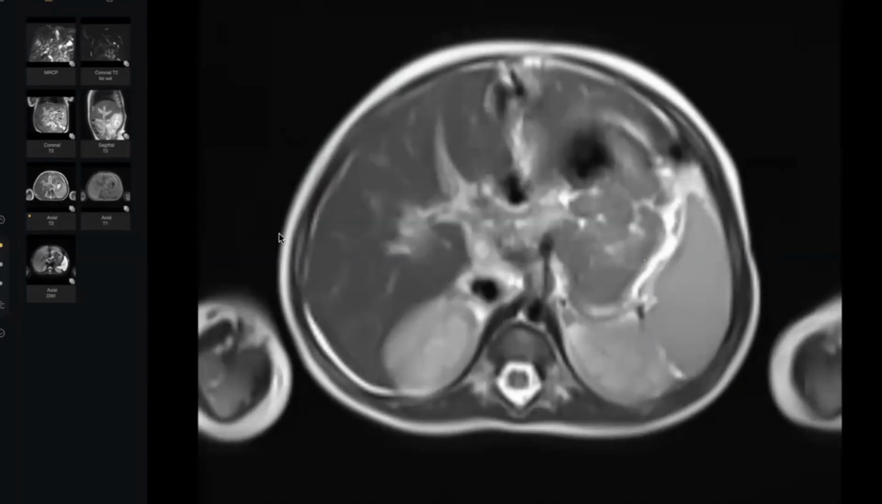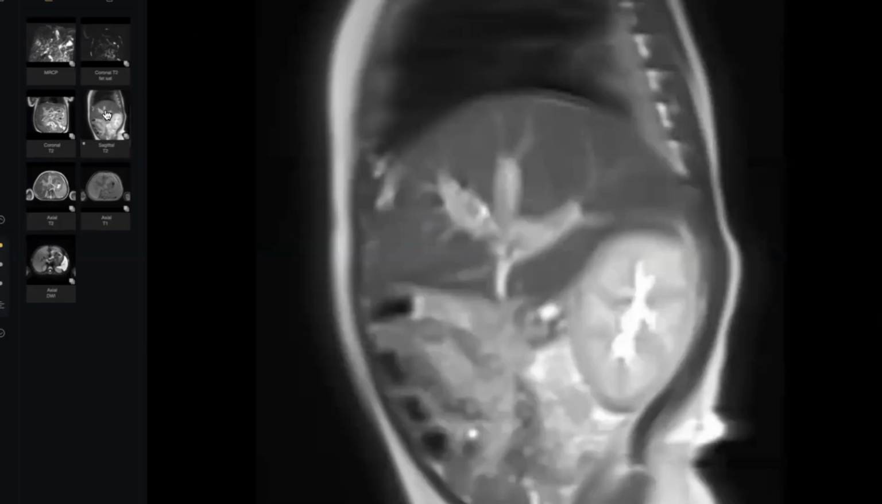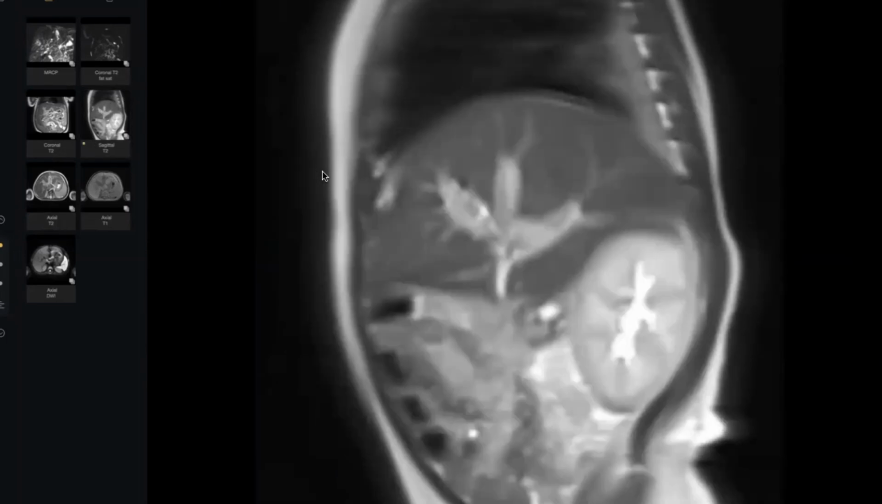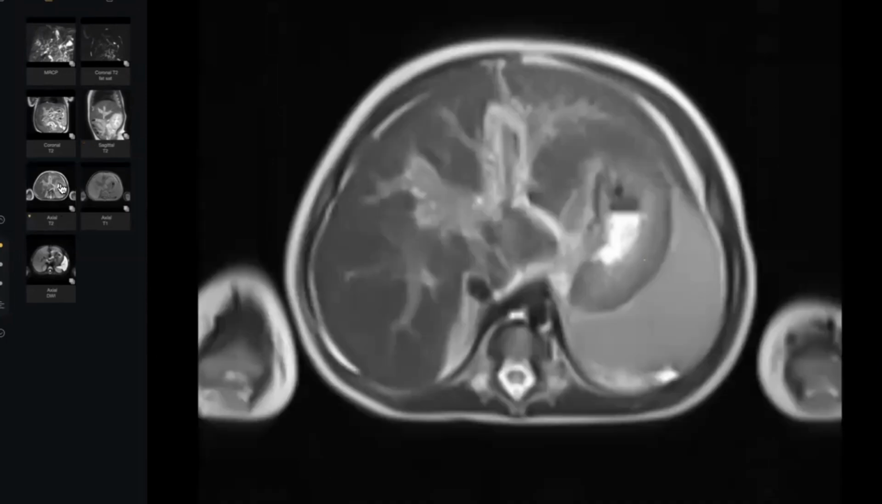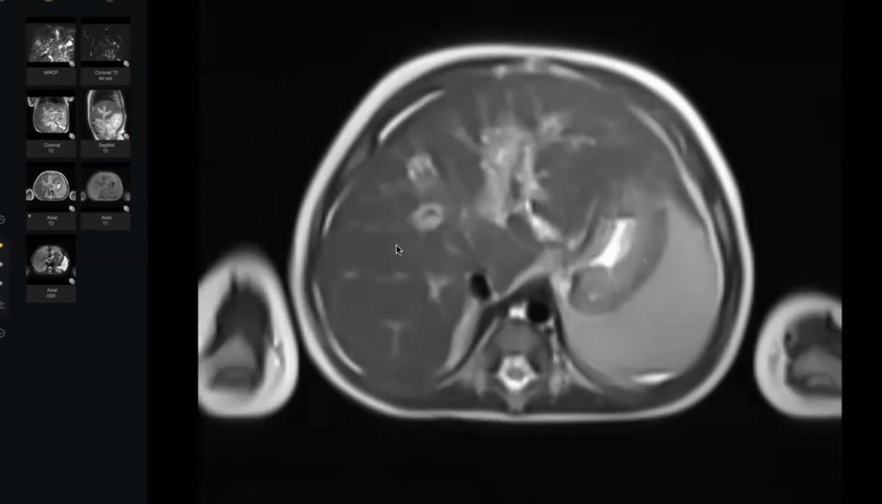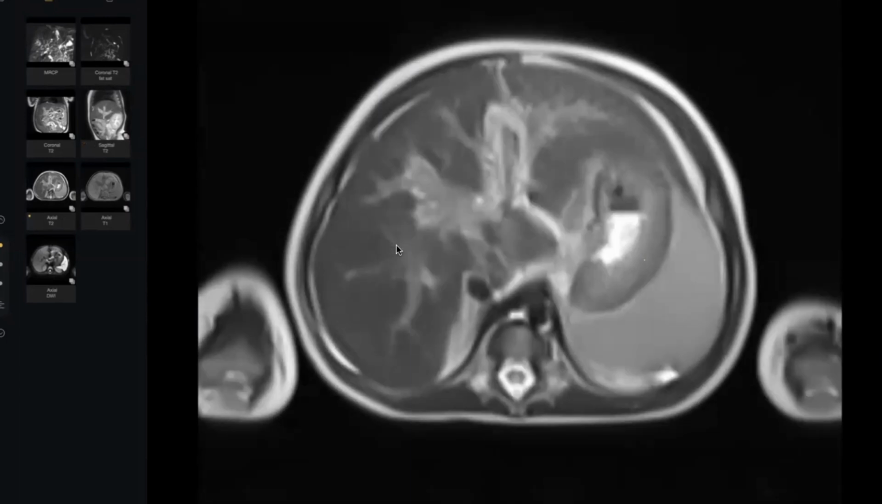It could be due to biliary atresia. Okay, but you should mention, search for, or exclude signs for or against biliary atresia. What is the most important sign here that can be in favor of biliary atresia? The most important sign is here in this MRI.